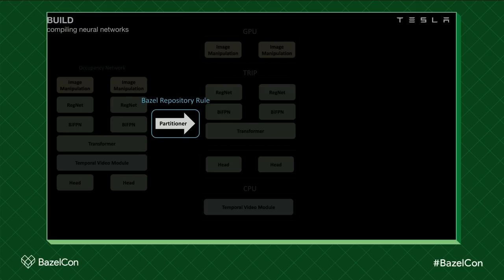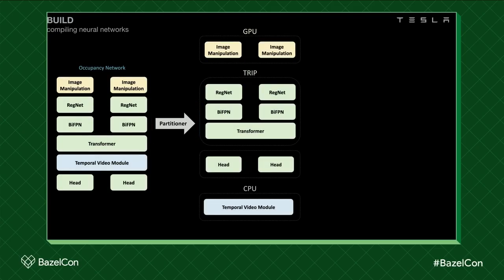We started out with a handwritten build file to manage the models, but that became very, very big. And the original partitioner was a custom rule, but it quickly became frustrating to declare each subgraph's dependencies and how the different subgraphs connected to each other. So in the end, we turned the partitioner into a repository rule, and now it loads all the models in the repo, partitions them, and creates each subgraph targeting the right chip.